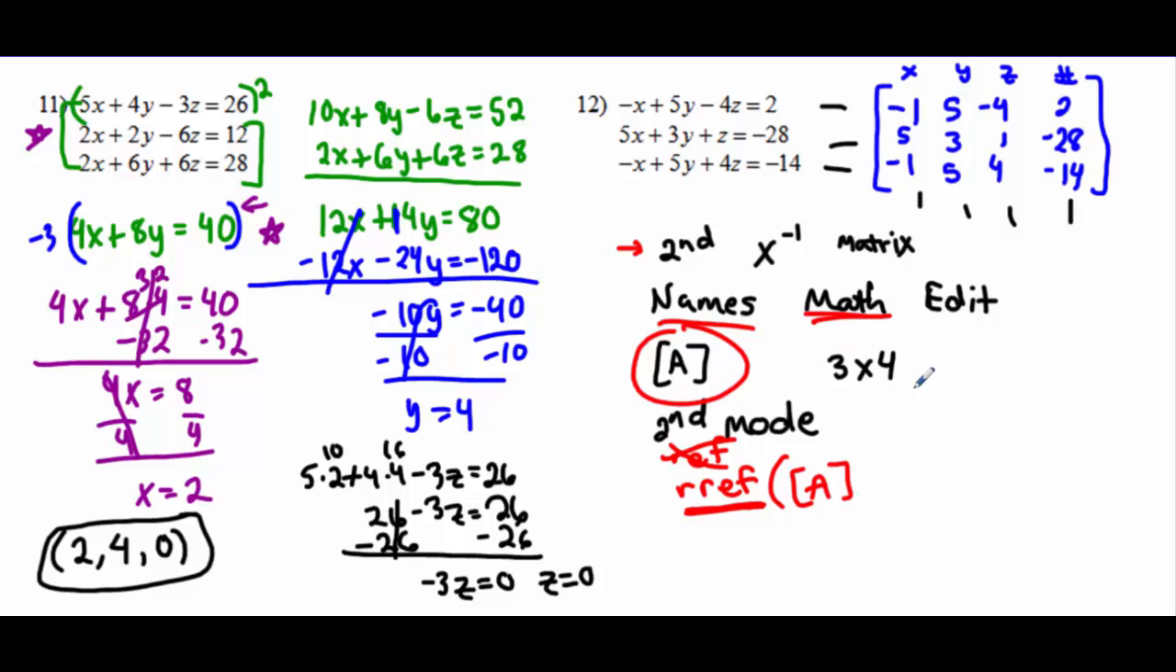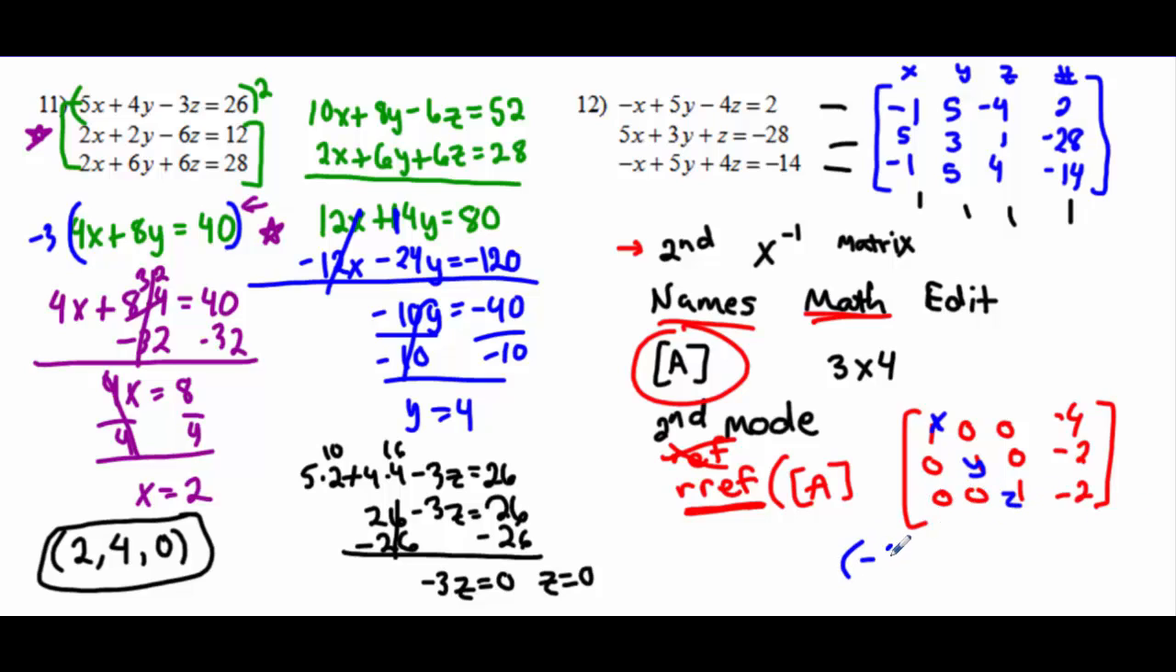When you press enter, it should show you a new matrix, and it should have 1, 0, 0, 0, 1, 0, 0, 0, 1. And then the last column should have -4, -2, and -2. And so what's happened is that it's saying that X plus no Y and no Z equals -4, Y without X or Z equals -2, and Z without X or Y equals -2, which means that our answer is -4, -2, -2.